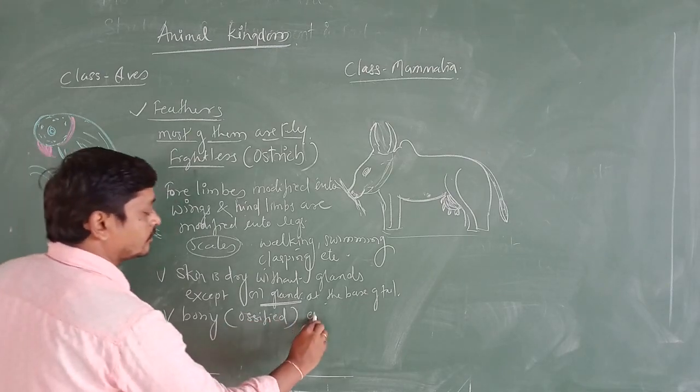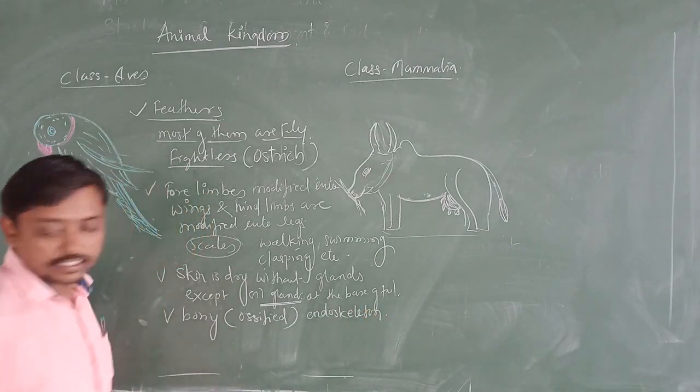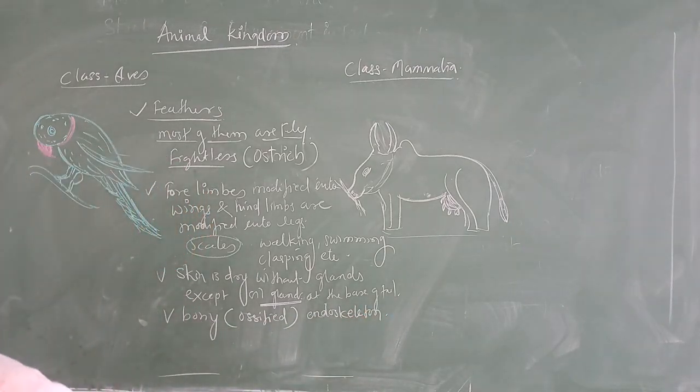Ossified in the sense, the skeleton. Endoskeleton is bony. We are going to call that as ossified. Endoskeleton is fully ossified, that is bony.